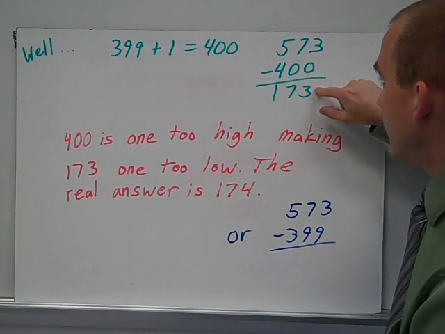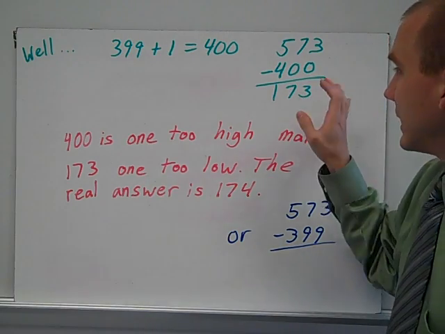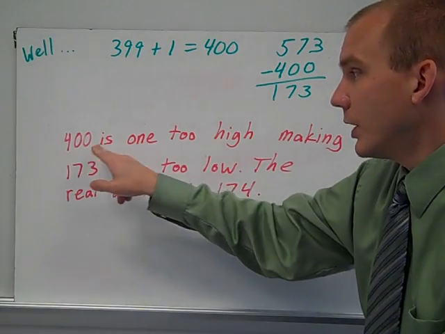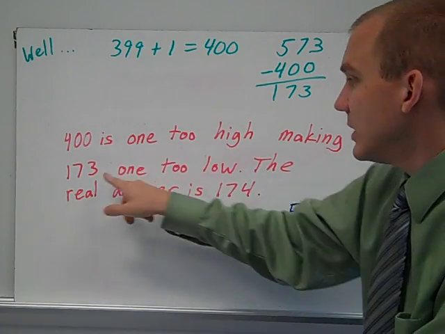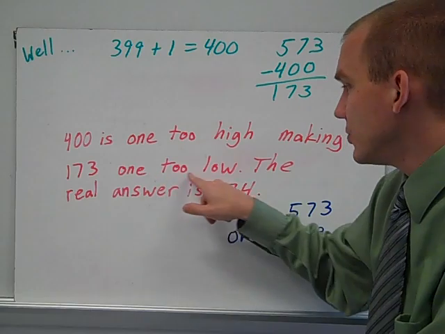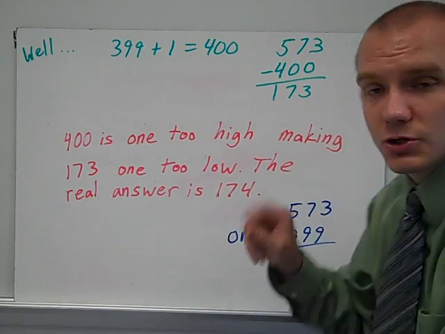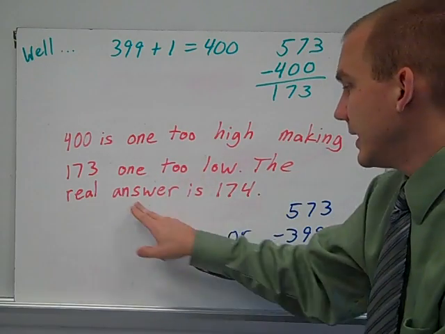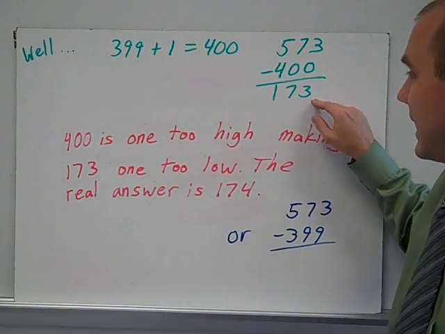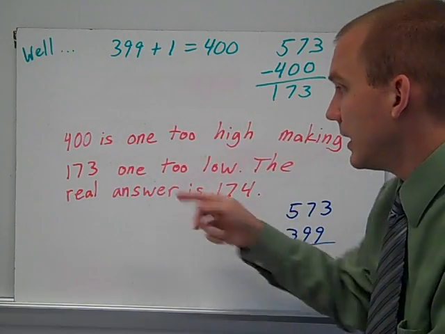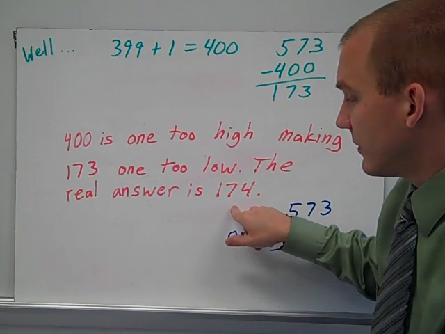So I know 173 is close, but 400 is 1 too high. Remember I added 1? Making 173 1 too low. So this is actually too low. The real answer would be 174. So if I add the 1 here, I have to add it in when I get to the end as well. And the actual answer would be 174.